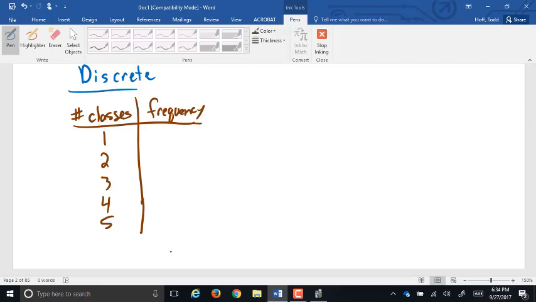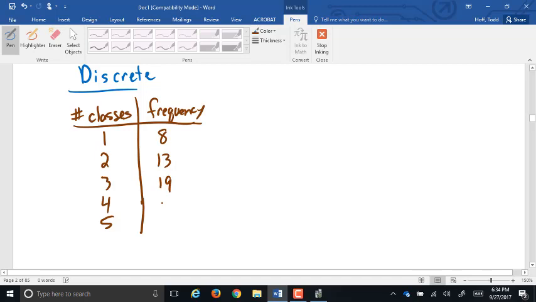And let's say we did our frequency, and in our survey we found that there were 8 students that had 1 class, 13 with 2 classes, 19 that had 3 classes. Oh, what do we say that there? 40? 7 with 4 classes and only 3 with 5 classes. So there's our frequency table for discrete data where it's a limited number of possibilities.